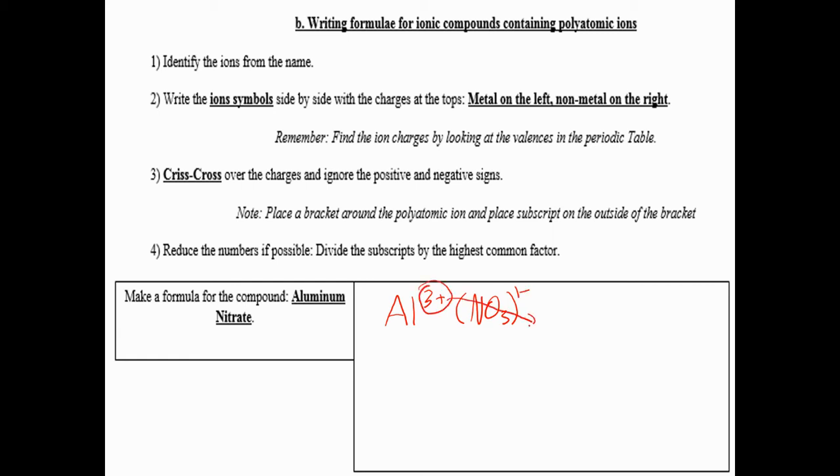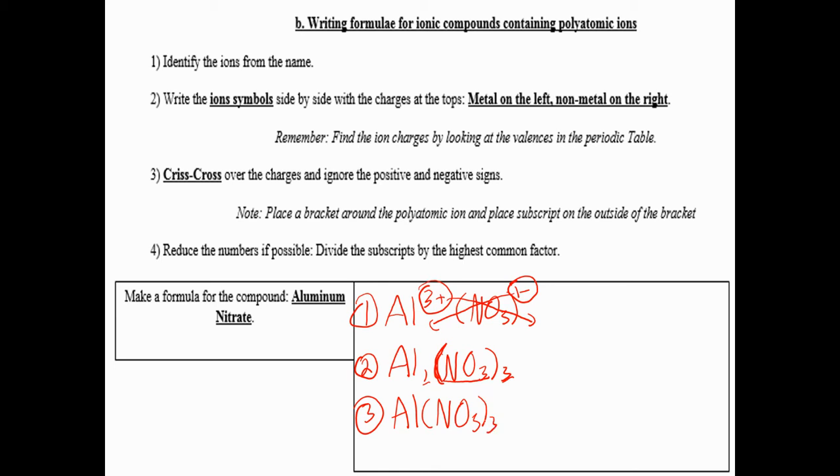Make sure that the charge remains outside the bracket. And I get Al 1 NO3 3. Do not change the polyatomic ion on the inside. It doesn't count in the reduction. Polyatomic ion there has to stay the same. You cannot reduce any part of the polyatomic ion. You can reduce parts on the outside, like the subscripts on the outside of the brackets, but that's it. Right now we can't do that though because it's already as reduced as possible. So we can clean up by just taking away the 1, and we get NO3, 3.